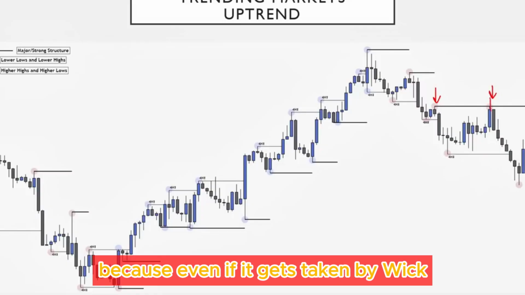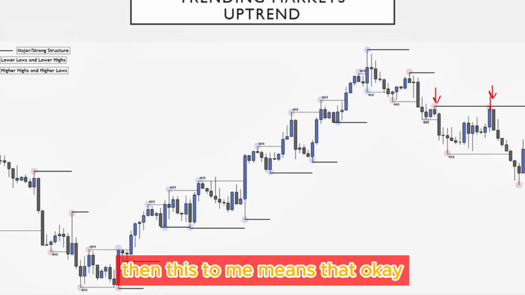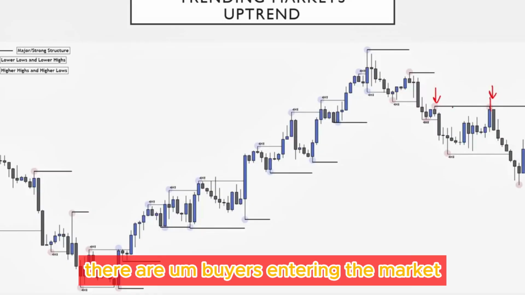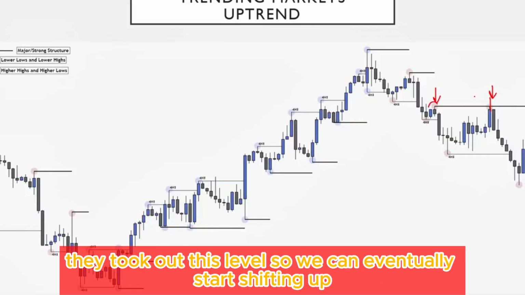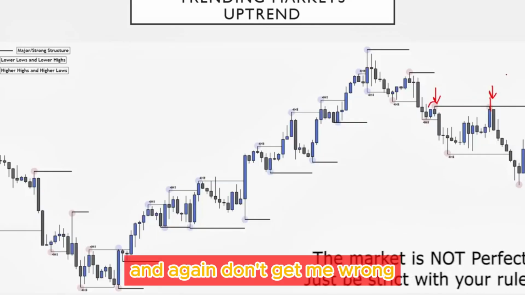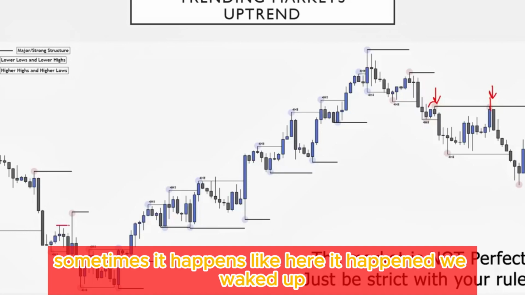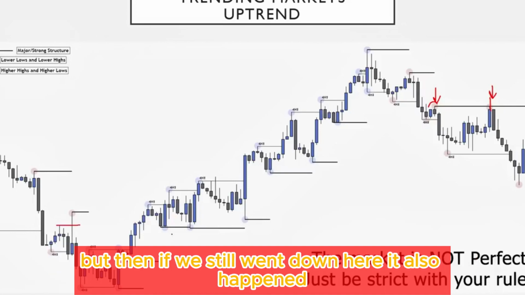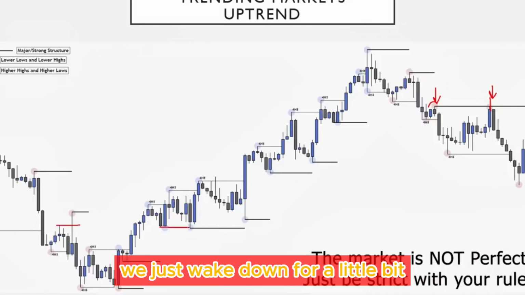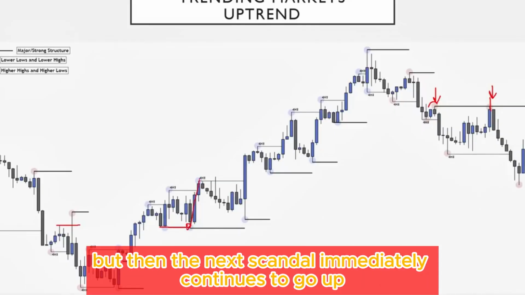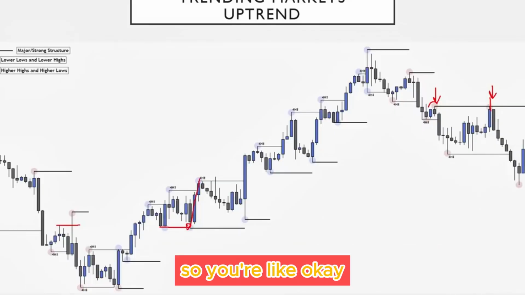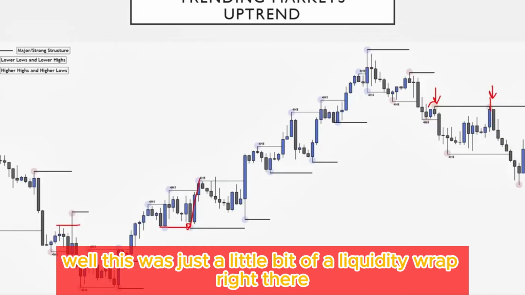Because even if it gets taken by a wick, then this to me means that, okay, there are buyers entering the market, they took out this level, so we can eventually start shifting up. And again, don't get me wrong, sometimes it happens, like here it happened, we wicked up, but the price still went down. Here it also happened. We just wicked down for a little bit, but then the next candle immediately continues to go up. So you're like, okay, well, this was just a little bit of a liquidity grab right there.